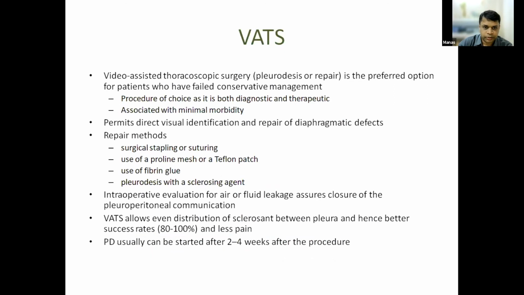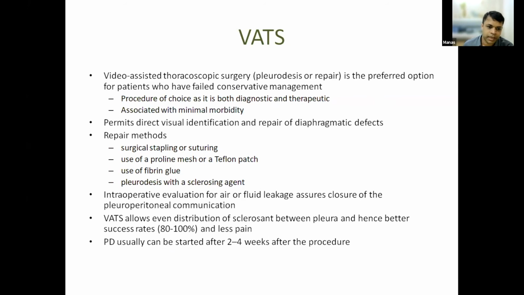Coming to the procedure of choice in the current era, it is video assisted thoracoscopic surgery. It can be a surgical repair, stapling, suturing, a patch, fibrin glue, or sclerosing. It depends upon the surgeon's expertise and the size of the defect. So it is both diagnostic and therapeutic.